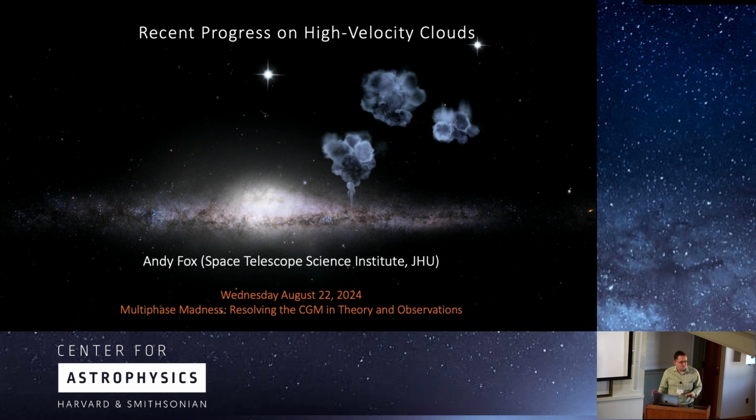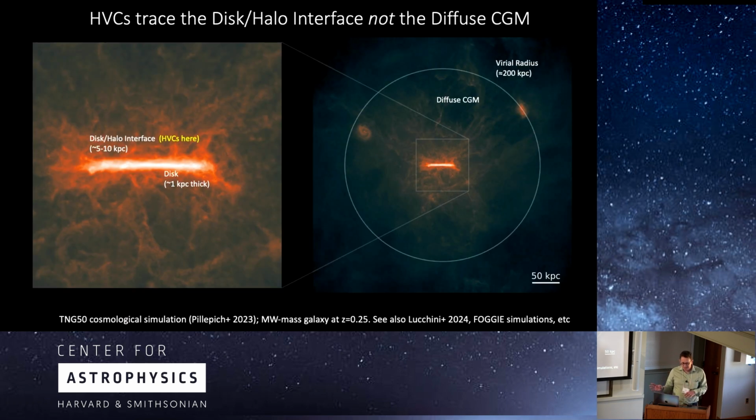I'm going to continue the discussion on the Milky Way and talk about recent progress on high-velocity clouds. To begin with, this is a meeting on the CGM, and I'm talking about high-velocity clouds. So I want to get us all on the same page as to what is the connection between high-velocity clouds and the CGM, because I don't think this is actually obvious.